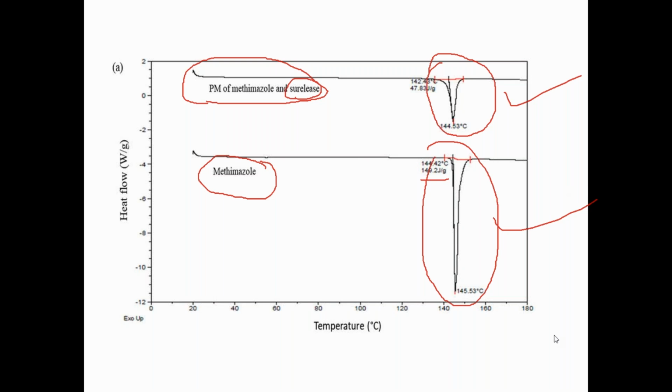Ma'am, melting point is increased in pure drug. Melting point is increased, you want to say, dear? Ma'am, melting point is increased compared to excipient, ma'am. Okay, let me look at the number here, 144.53 and 145. Do you think there's a difference?